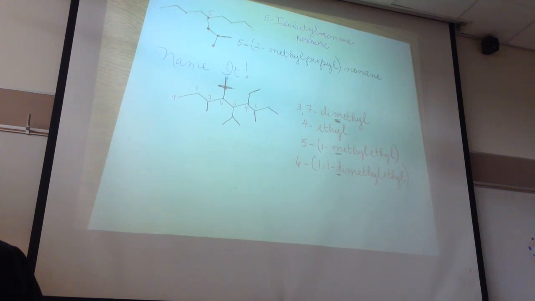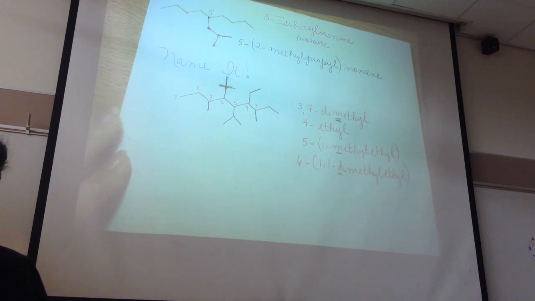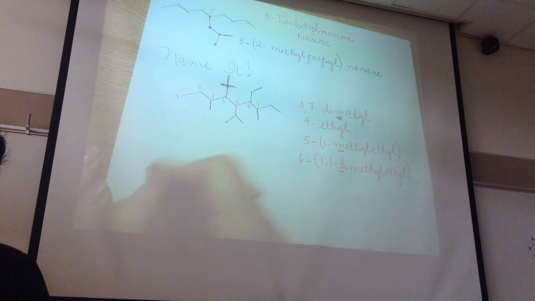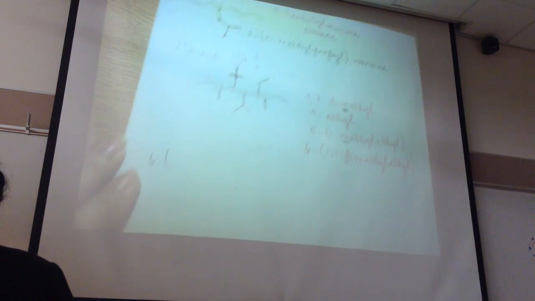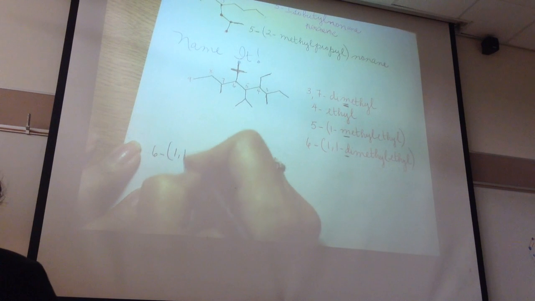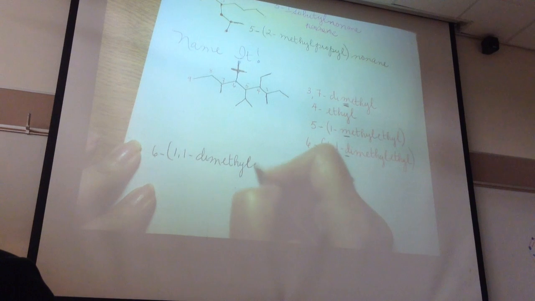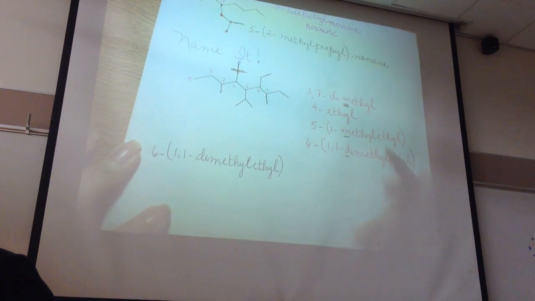So if now you're writing this in, you're answering this question and you're putting this all together, who's gonna come first? 6. So we will start with 6, and this will be 1,1-dimethylethyl, followed by, who follows? Then it's 4-ethyl.